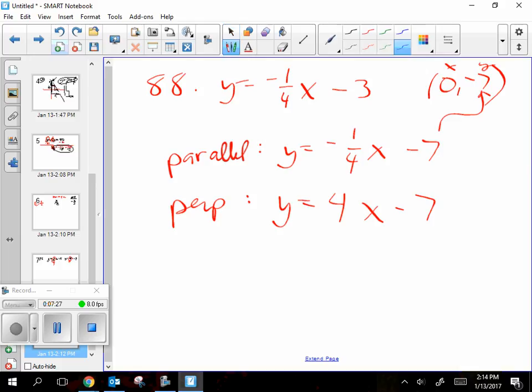For perpendicular, you stick with the same. This number needs to be the same here and here. For perpendicular, you just change the slope to be opposite and flipped. So leave the 7 as 7. All right, moving on to number 98.